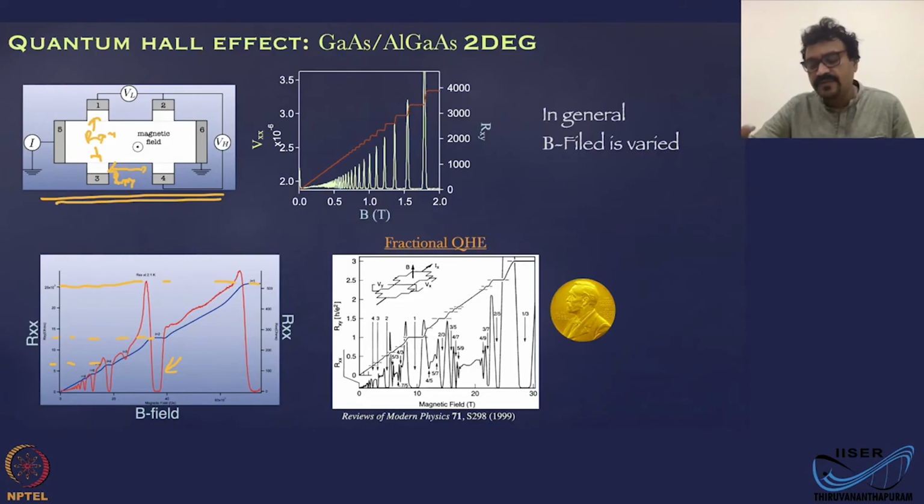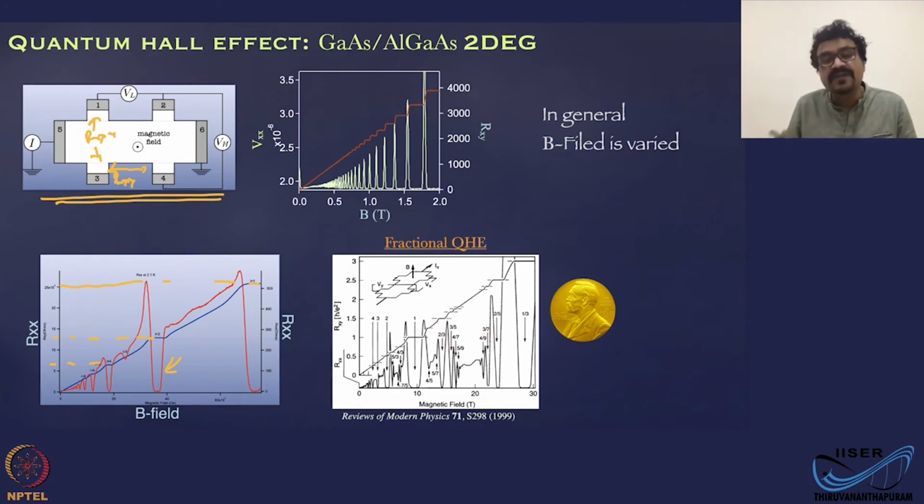Now, a few years later, as the technology of making higher and higher mobility material got matured, the experimentalists started observing a slightly complicated, intricate Hall effect that is called fractional quantum Hall effect. Okay. In this case, you have plateaus or flat regions in the Rxy, but not only at integer values, but also at various fractional values as marked here.